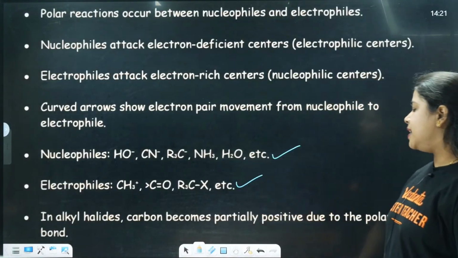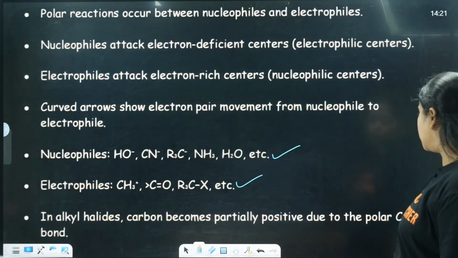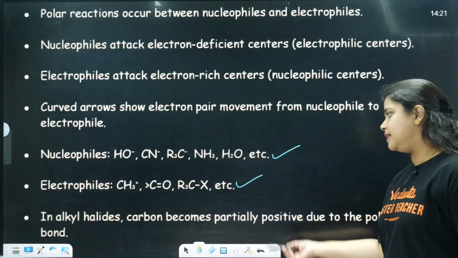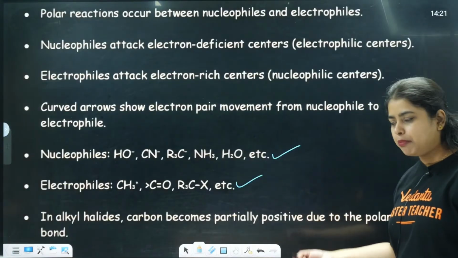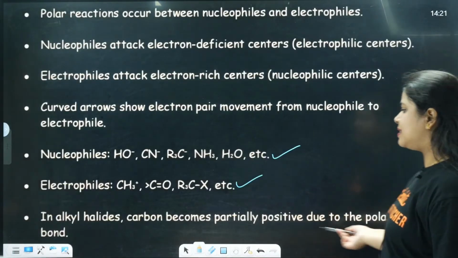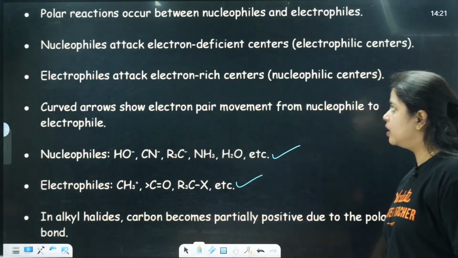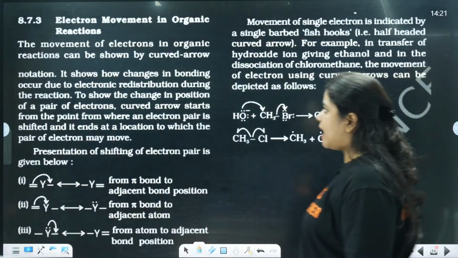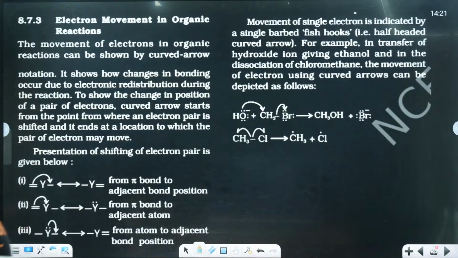Then in alkyl halides, carbon becomes partially positive due to the polar C-X bonds. So whatever alkyl halides are present, there the carbon will become partially positive, due to the polar C-X bonds. Okay, next comes the electron movement in organic reactions.